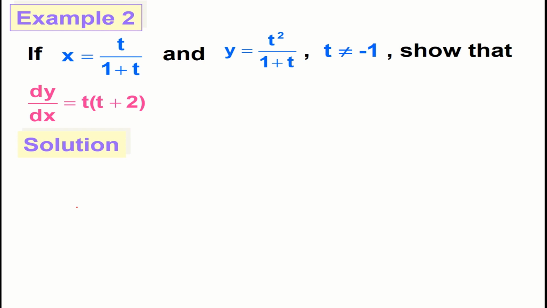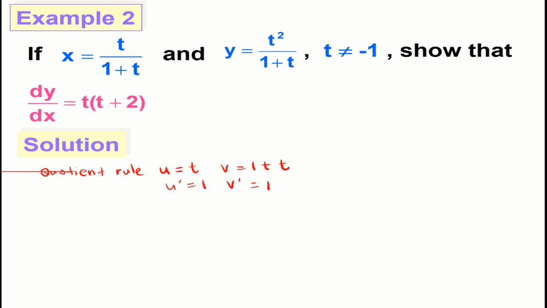So we can apply parametric differentiation since dy/dx equals dy/dt multiplied by dt/dx. So first we need to find dx/dt. To get dx/dt, we need to use x in terms of t. Since x equals t over 1 plus t, we need to apply the quotient rule. For this quotient rule, let u equal t and v equal 1 plus t. So u prime equals 1, v prime equals 1.